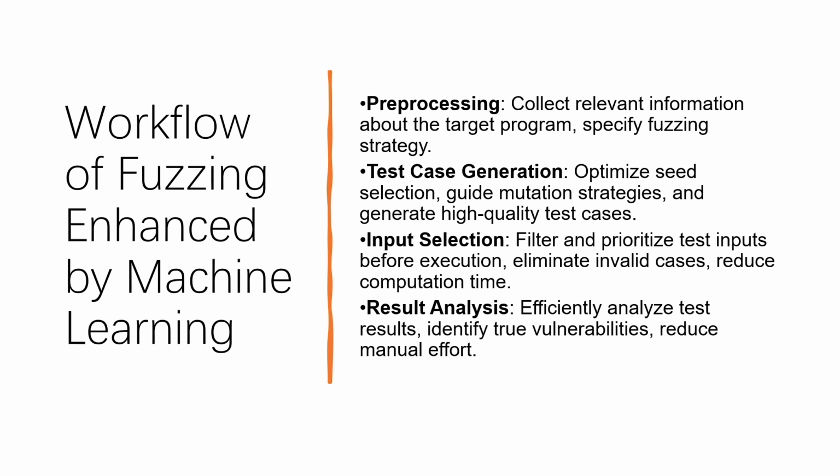The input selection stage involves filtering and prioritizing test inputs before execution, eliminating invalid cases, and reducing computation time. Machine learning techniques can also be applied to predict the effectiveness and accessibility of test inputs. Finally, in the result analysis stage, machine learning can effectively analyze numerous test data, identifying the true flaws within a large number of crashes and abnormalities. This automation reduces the manual effort required for result analysis and improves the overall efficiency of fuzz testing.